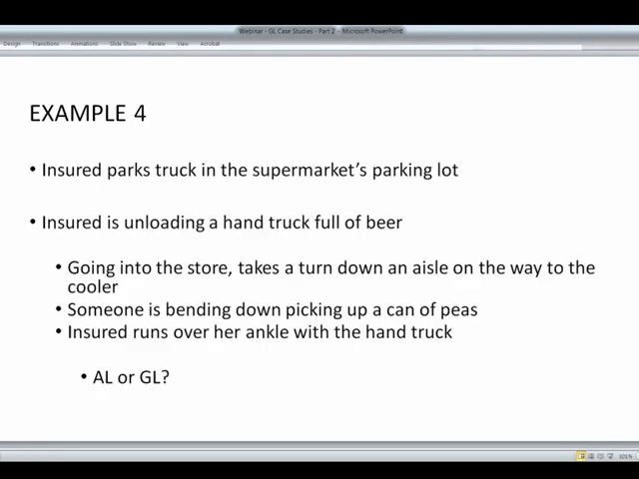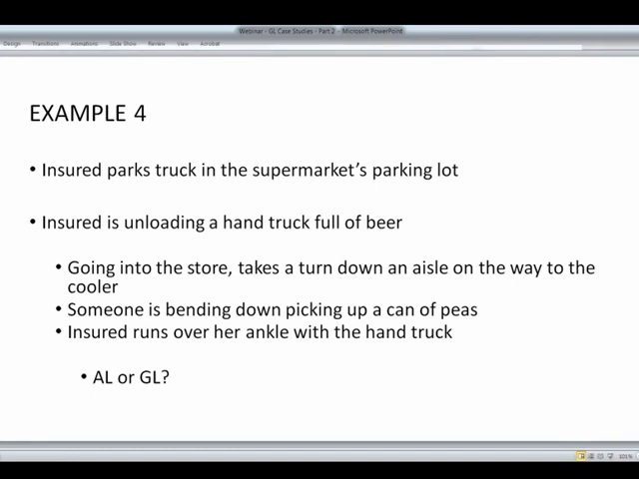Next example. The insured parks their truck in the supermarket parking lot. The insured is a beer distributor. They're unloading a hand truck full of beer. Their truck's parked in the parking lot some 100 feet from the entrance. They go into the store, taking this hand truck full of beer, and take a turn down an aisle on the way to the cooler where the beer is going to be delivered.